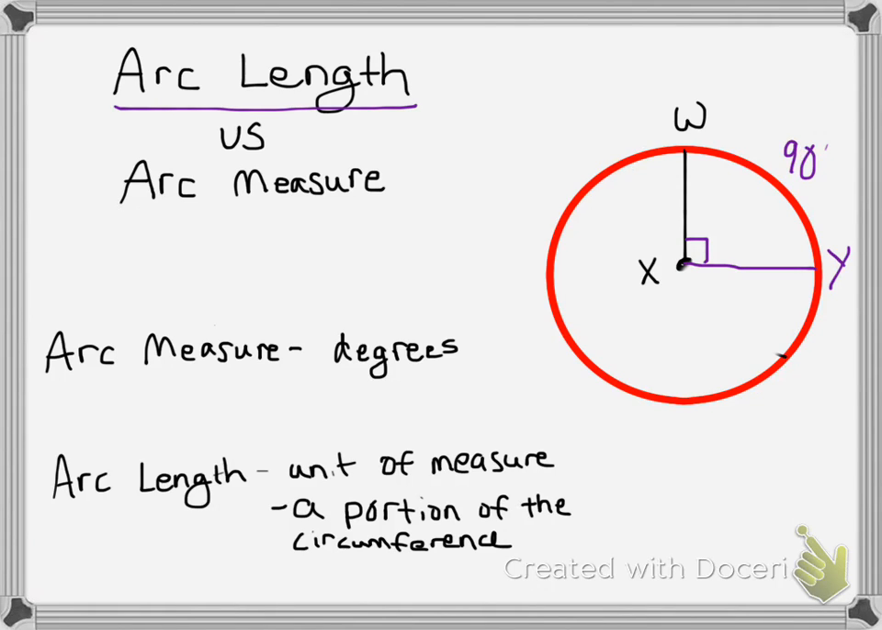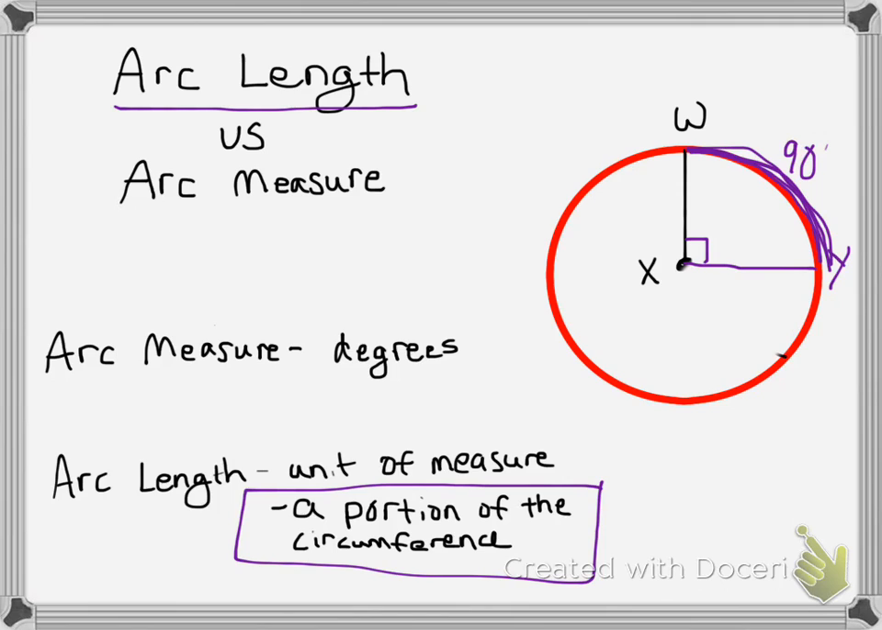By arc length, I'm talking about the distance, with a unit of measure, inches, feet, meters, the distance from W to Y. So think back to circumference. Isn't that what circumference is, the measure around the circle? Arc length is a portion of the circumference. Instead of the whole circumference, we're talking about just a small piece of it. In this case, it would be WY.